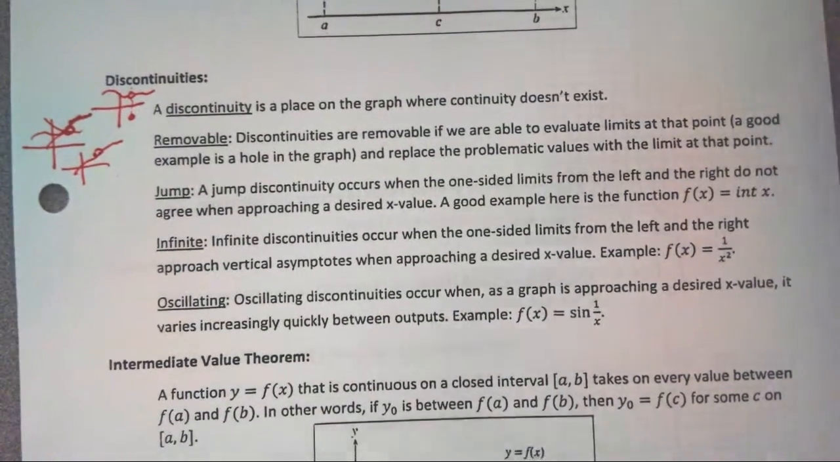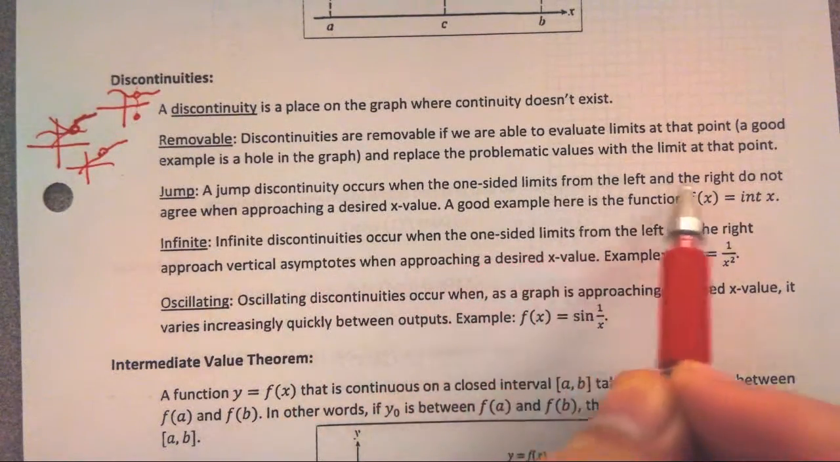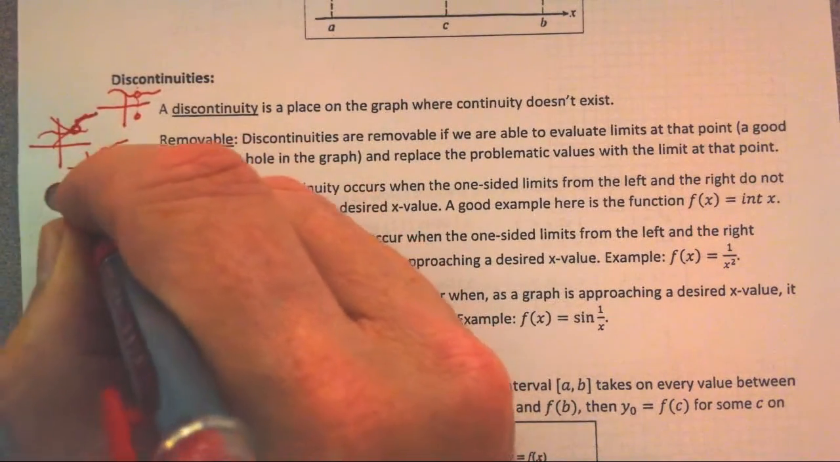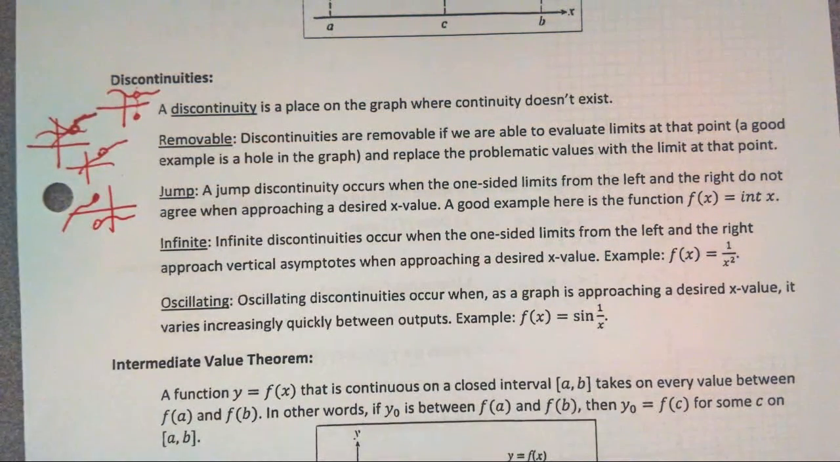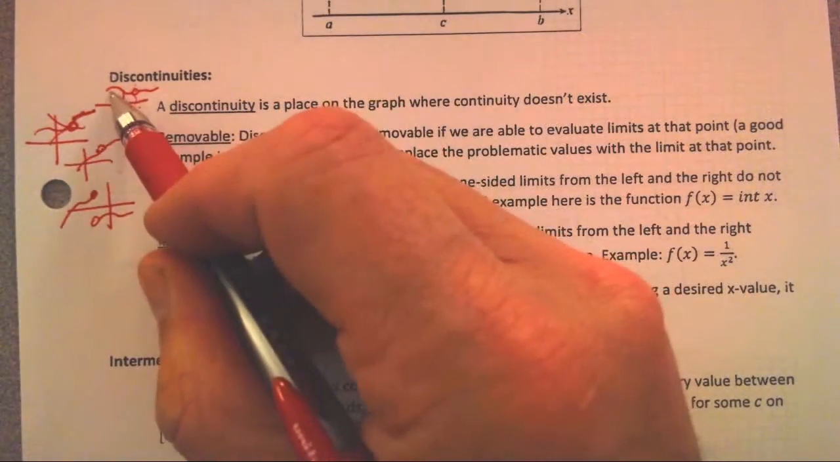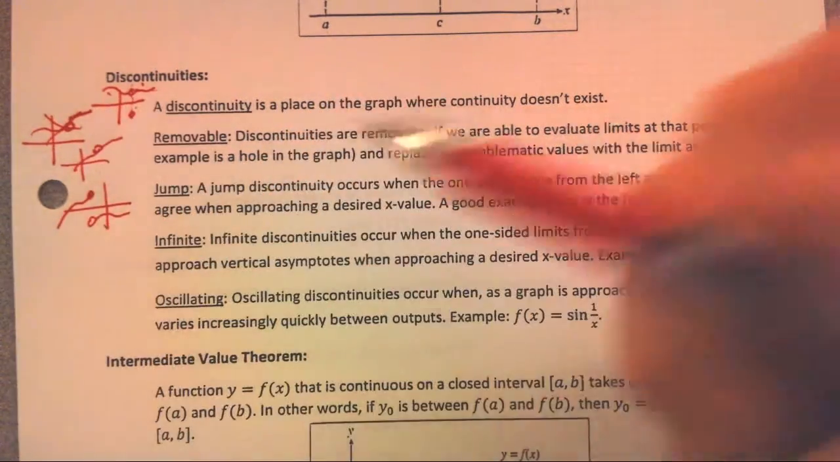Right? Jump discontinuity occurs when one-sided limits from the left and right do not agree. Here's jump. Oh, that makes sense. Do those limits exist? No. In fact, it says so in the definition of a jump. It jumps and starts somewhere else. This one doesn't really jump and start somewhere else. It's just removed and placed somewhere else, and we just continue down from here.